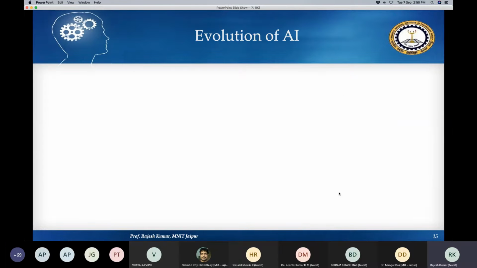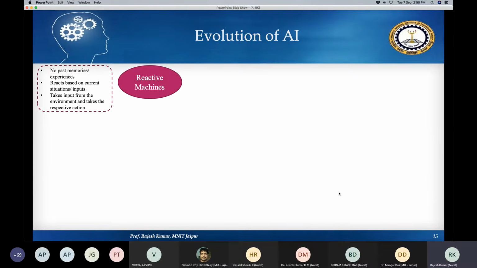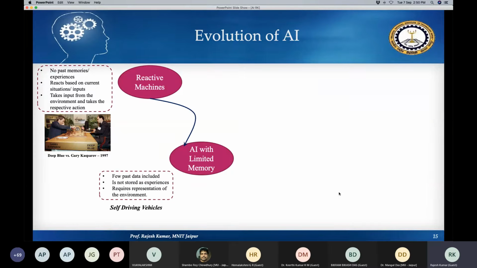So let's see how it has evolved. Initially, reactive machines come into the picture. In reactive machines, there are no past memories. It's input and output, straightforward, no memories there. So based upon the current situation, the action will be taken. An example of a reactive machine is playing chess with a computing system. And then comes AI with limited memory.